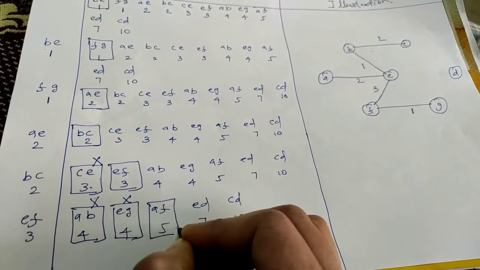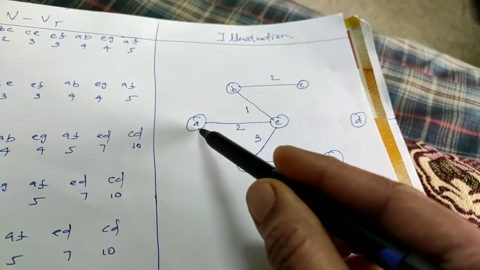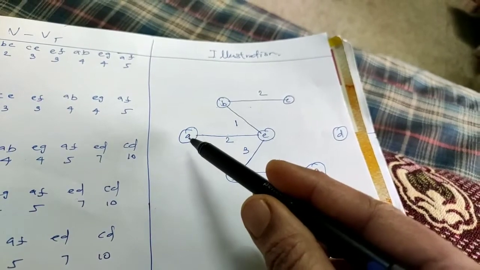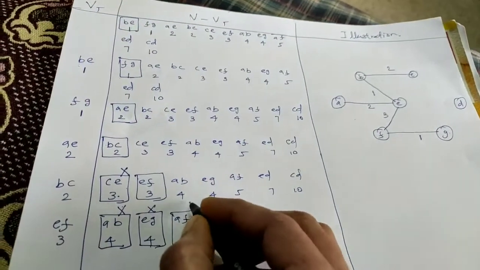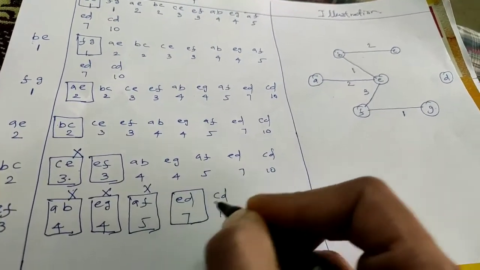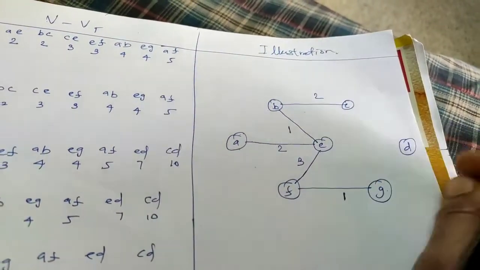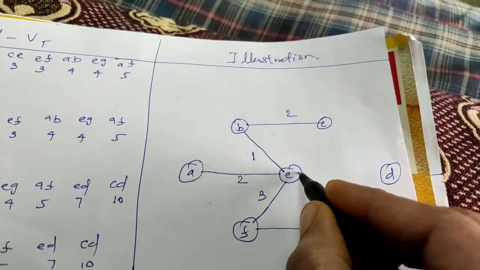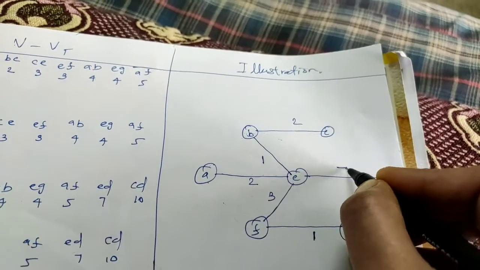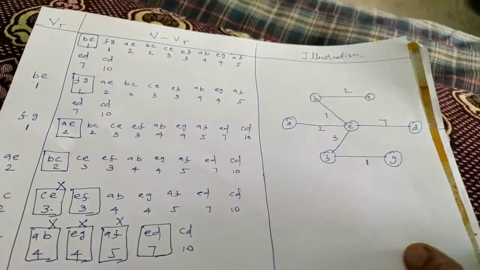Next edge is AF. Now go to your spanning tree. AF means this is the edge AF. If I include this edge, it will also form a cycle between the vertices A, E, F. So I am not going to consider this edge. Discard it. The next edge to be processed is ED. ED is this edge. If I include this edge, it will not form a cycle. So I am just including the edge ED with 7 because it was not forming a cycle.